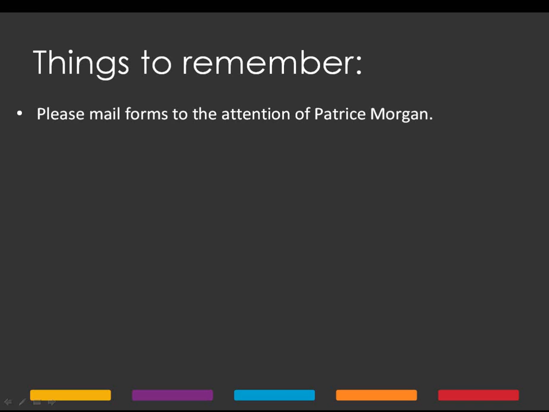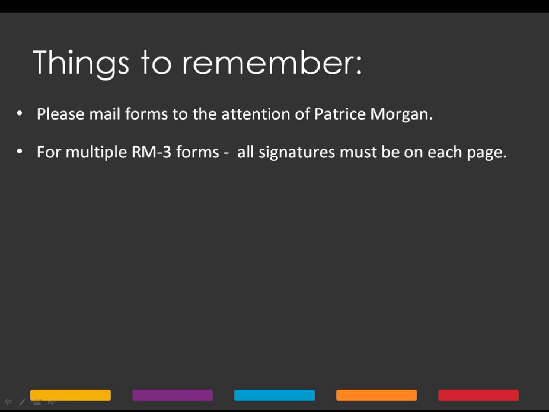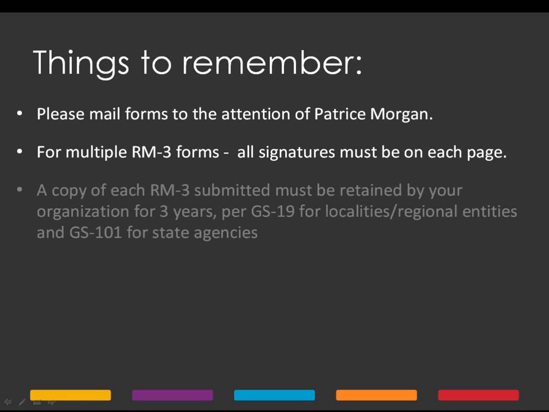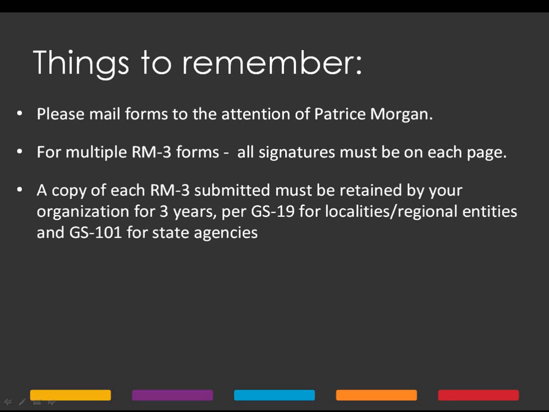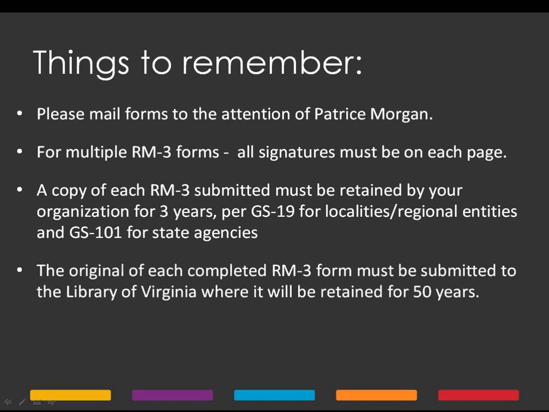Here are some things to remember when reporting destruction using the RM-3. If multiple forms are being submitted at the same time, each form must contain all 3 required signatures. Remember to retain your agency's copy for 3 years. The original submitted to the Library of Virginia will be retained for 50 years.